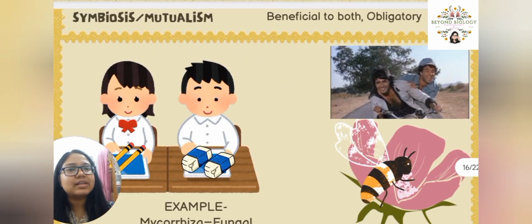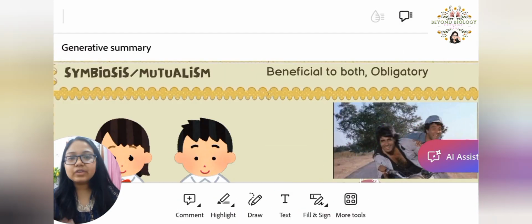So the first is symbiosis or mutualism. Mutualism is the story of friendship. It's what best friends do. This sort of relation is positive for both, and it is obligatory, meaning it is essential.